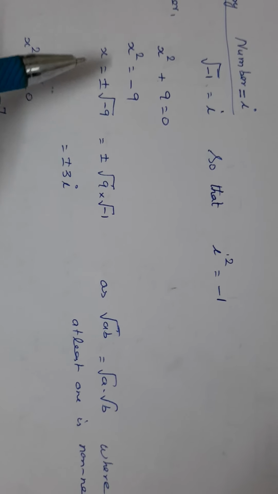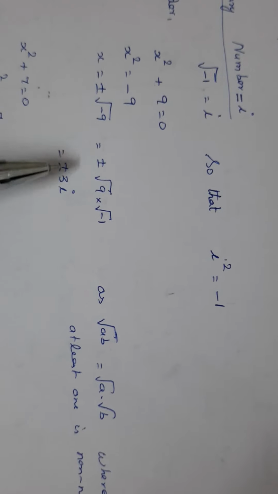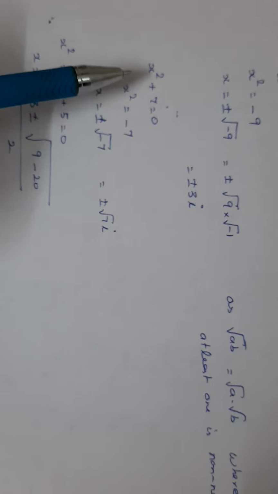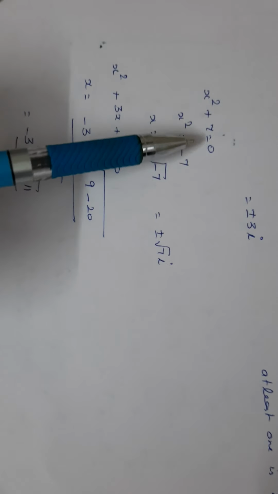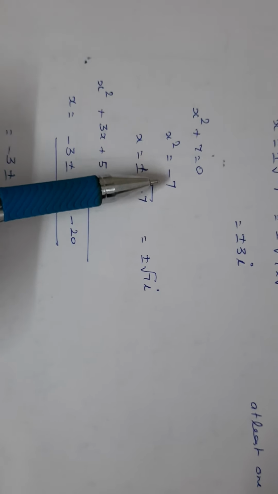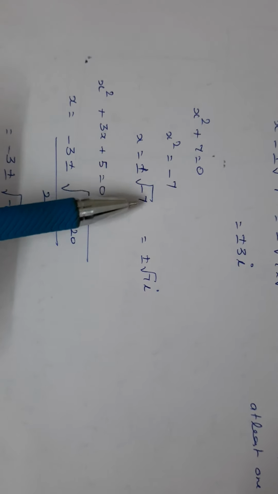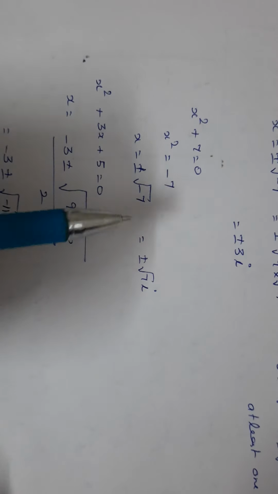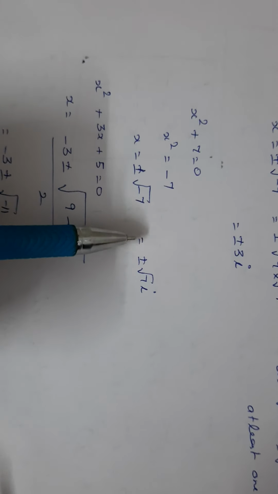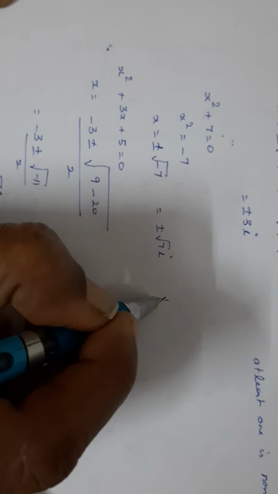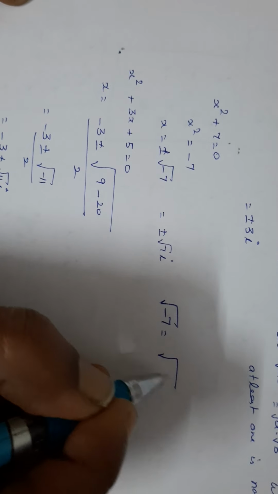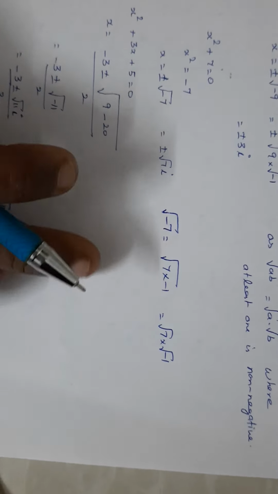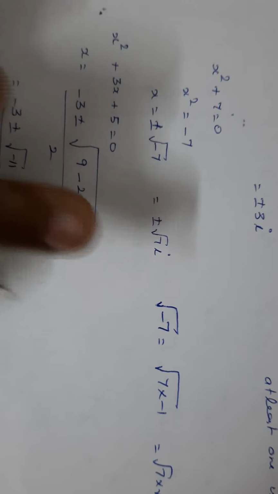So what is the solution of this equation? x is equal to plus or minus 3i. Now similarly, consider another equation, x squared plus 7 is equal to 0. So x squared is equal to minus 7, or x is equal to plus or minus root of minus 7. Root of minus 7 can be split up as root 7 into root of minus 1, which is nothing but root 7 i.